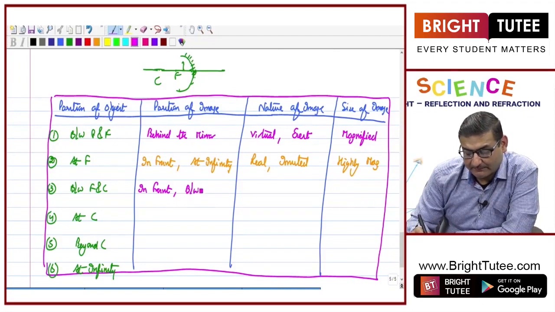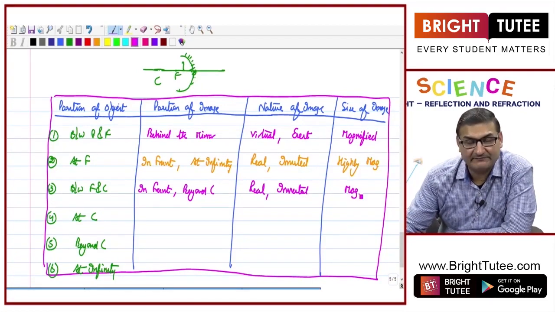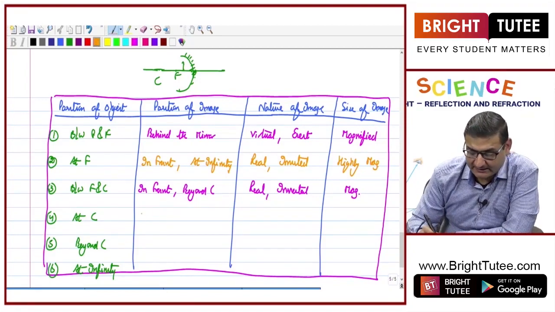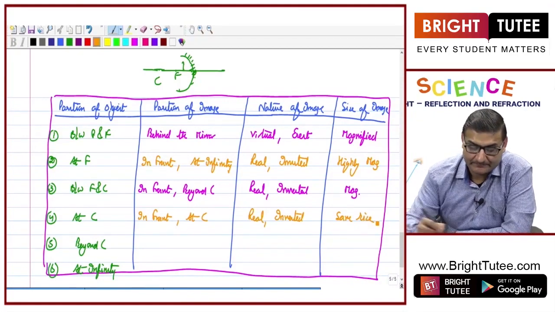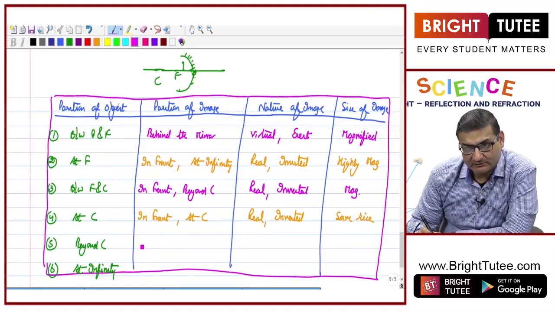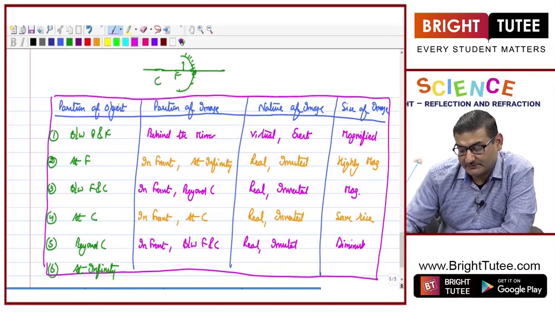but now it was beyond C. The image was real, inverted, and magnified. When we have placed the object at C, we found that the image was formed in front, at C itself only. The image was real, inverted, and of the same size. Moving further, when the object was placed beyond C, the image was formed in front of the mirror, between F and C. The image was real, inverted, and diminished.